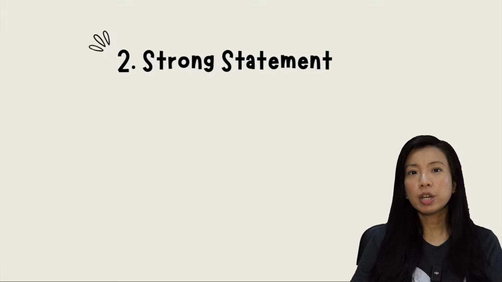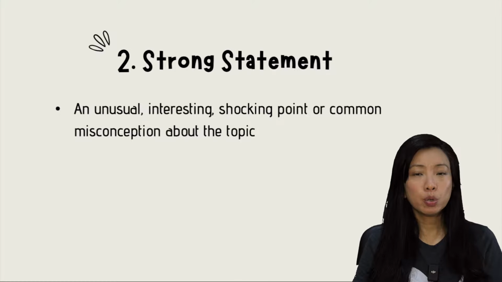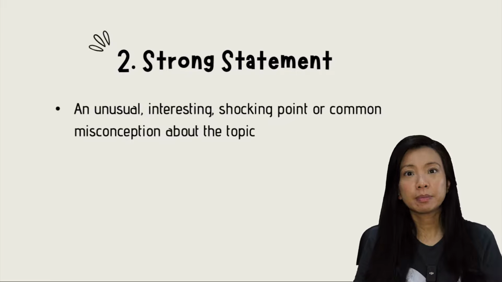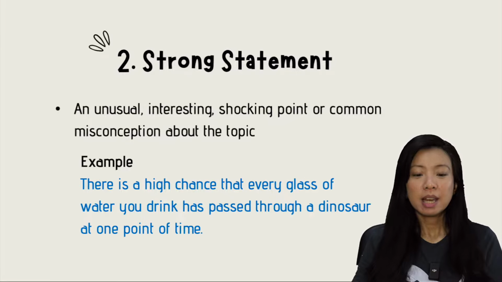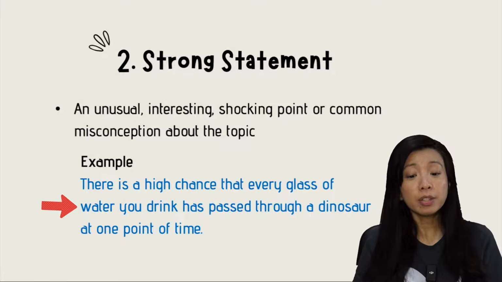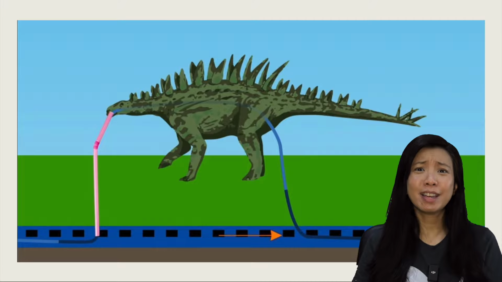A second type of hook is what we call a strong statement. This could be an unusual, interesting, or shocking point about the topic. It could also be a common misconception. Look at this example statement. There is a high chance that every glass of water you drink has passed through a dinosaur at one point of time. This is definitely quite a shocking statement, isn't it?